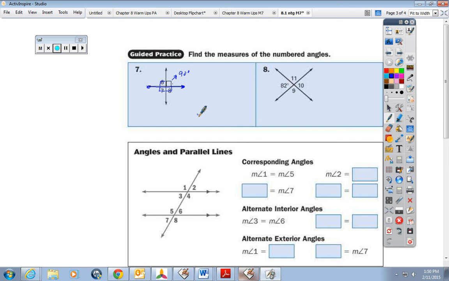Wait, so what was the other thing that you said? It was something like straight, then what did you say about? If it's a straight angle, it adds up to be 180 degrees.